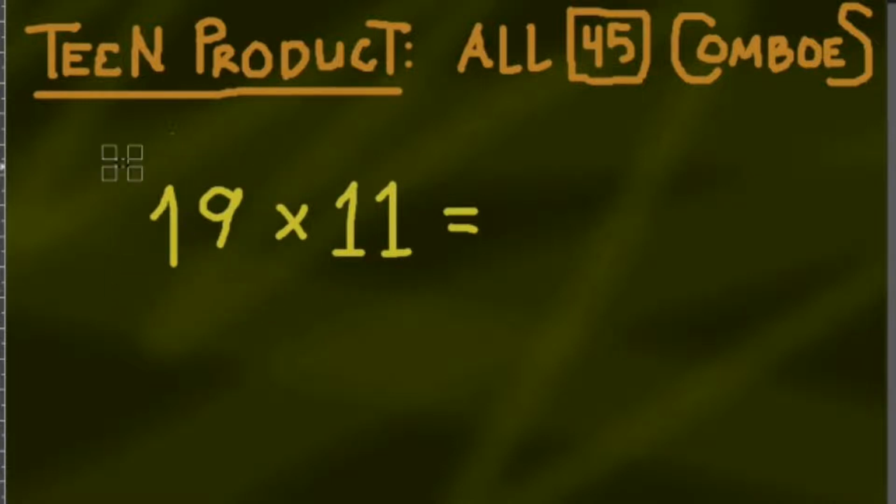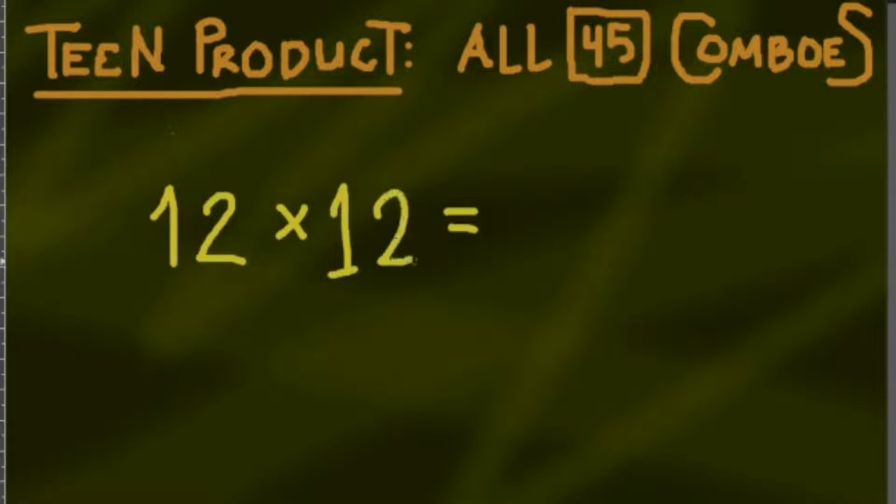Next, let's go back to, no, we're not going back to 11 times 12 because we've done it already. Remember, multiplication is commutative, so let's just go to 12 times 12. 2 times 2 is 4, and 12 plus 2 is 14. So 144.